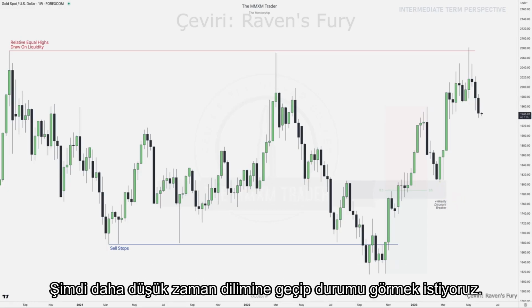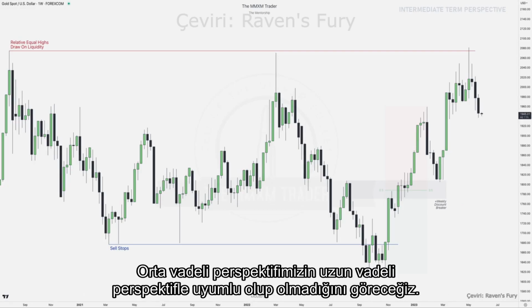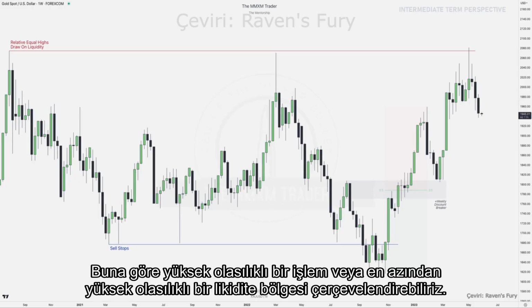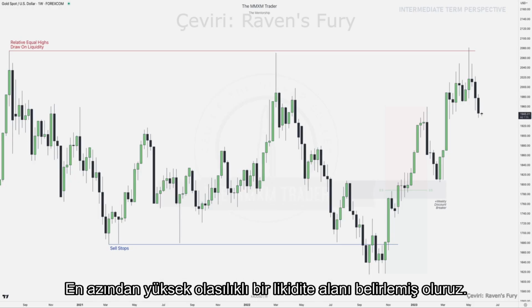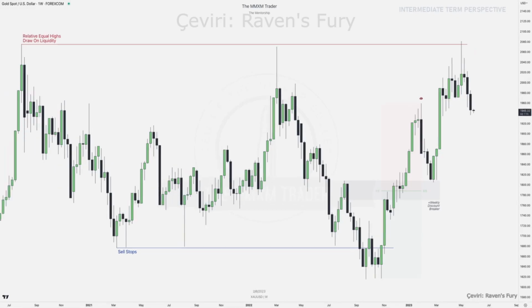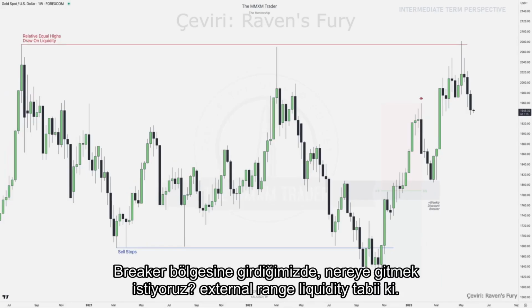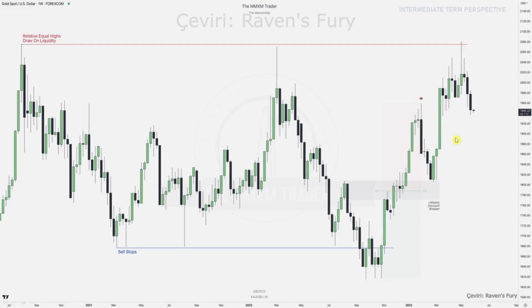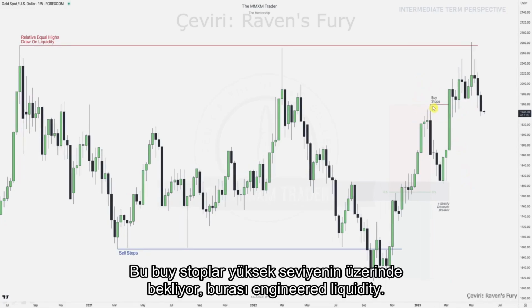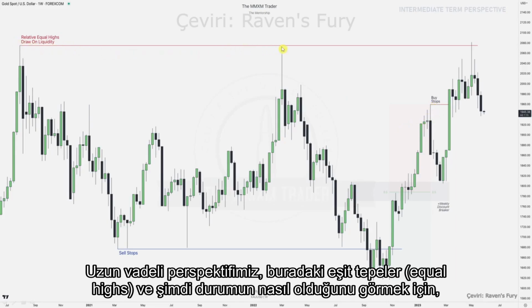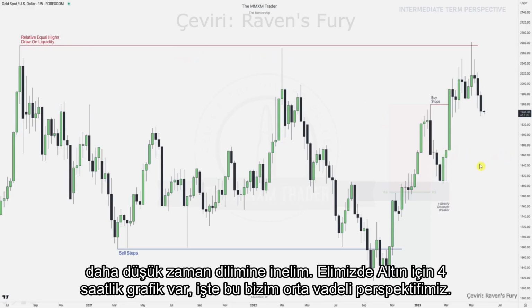So now we want to drop down in a lower time frame to see if our intermediate term perspective is in line with our long-term perspective, and then we can frame a high probability trade, or at least a high probability draw on liquidity. So once we go into that breaker, where do we want to go? External range liquidity, right? Those buy stops are resting above this high, engineered liquidity. We know our longer term perspective is those equal highs over here. And let's dive into a lower time frame to see what that looks like.